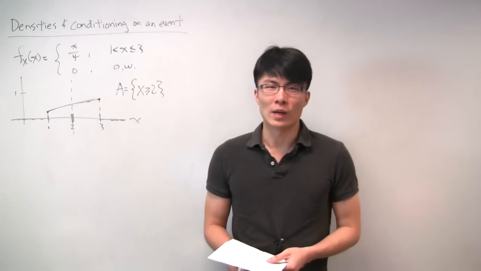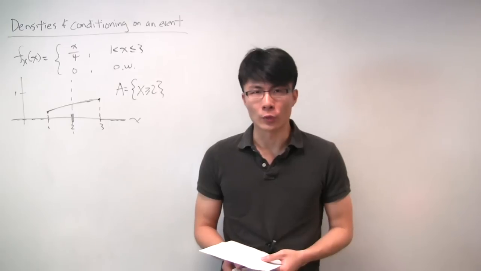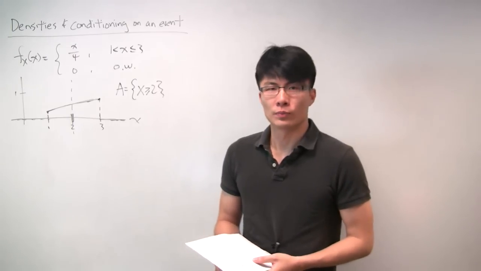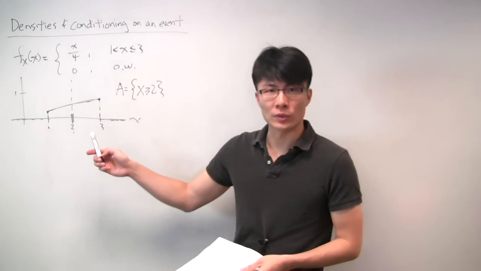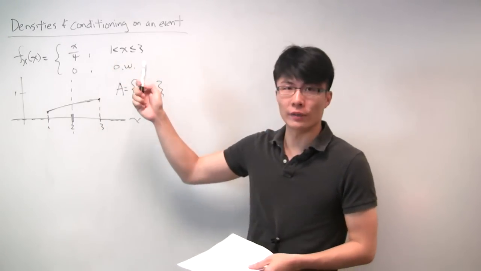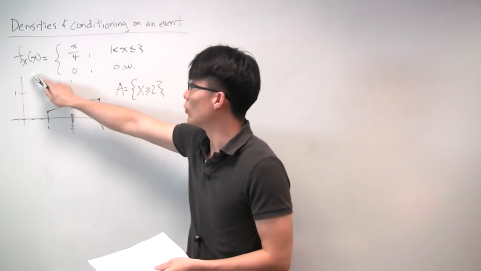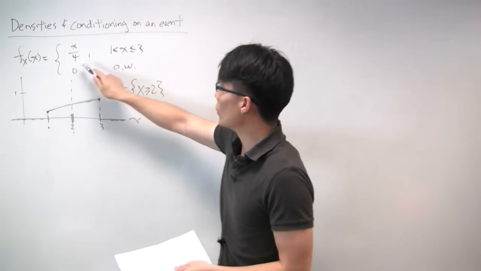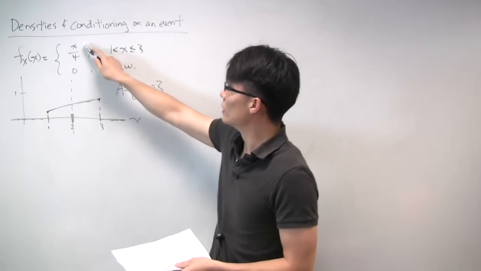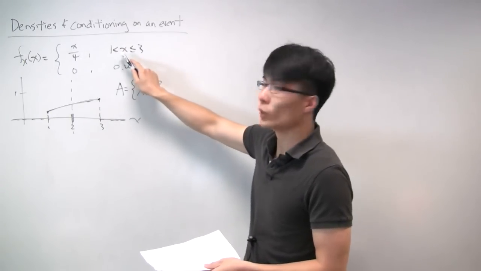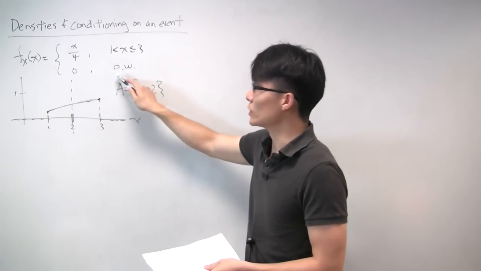Hi. In this problem, we're going to get more practice working with densities and also working with conditional densities by conditioning on an event. The density that we're given is one for a random variable x, and we're told that the density is x over 4 when x is between 1 and 3, and otherwise it's equal to 0.